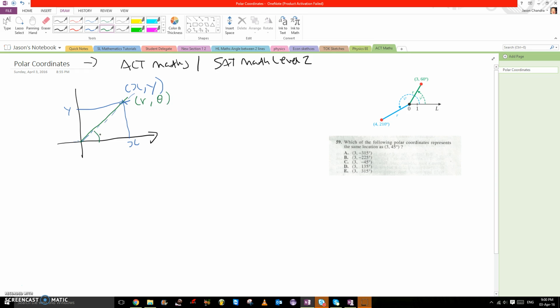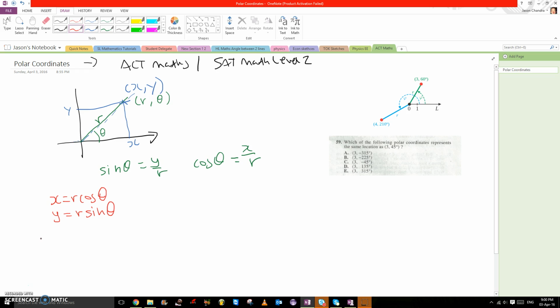So what you have to know is that this angle here is theta, and the r is this line right here, r and theta. Using the simple sine rule, we can deduce that sine theta equals y over r, and cos theta equals x over r. So the equations that come about from this are x equals r cos theta and y equals r sine theta.